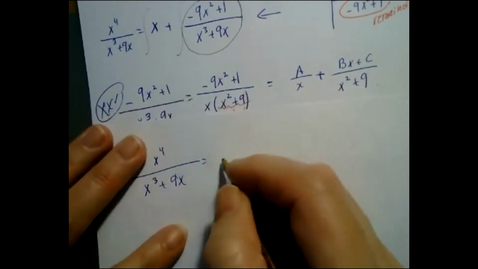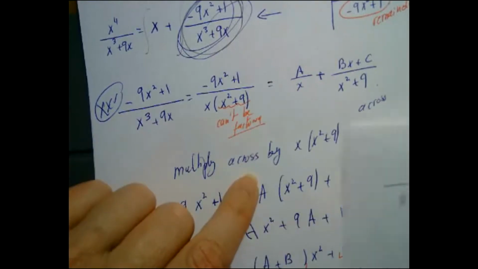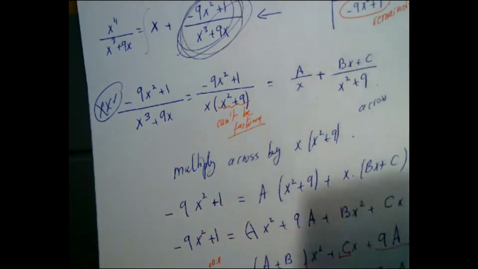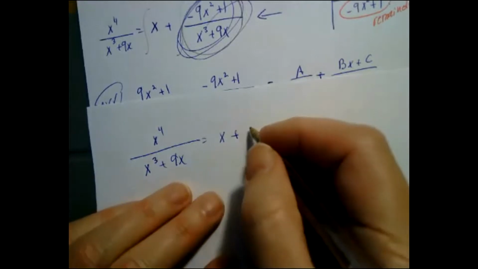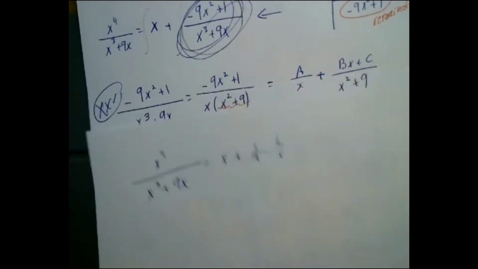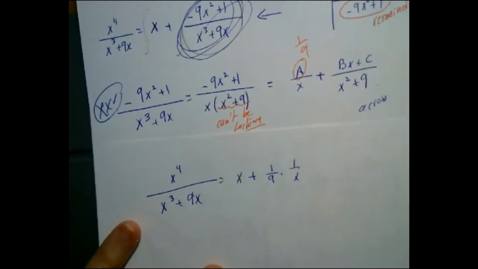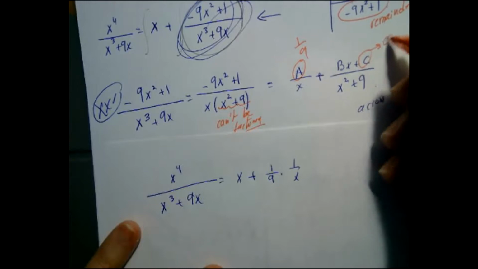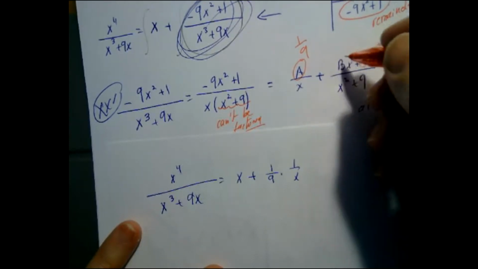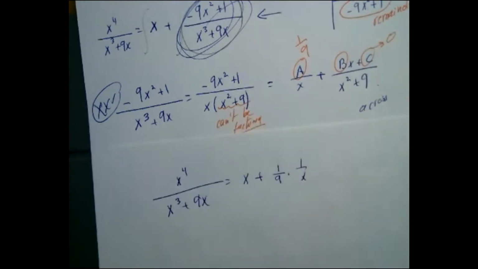Equal to x plus. Now we decompose that. When we decompose it, we get a over x. My a was 1 over 9, so I will pull immediately the 1 over 9 in front for x. So this a was 1 over 9. The c was 0. And the b was minus 88 over 9.